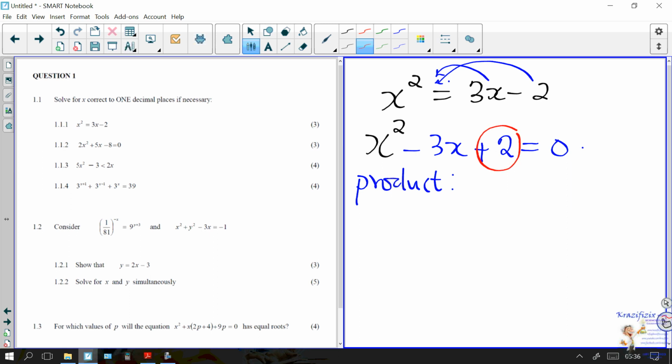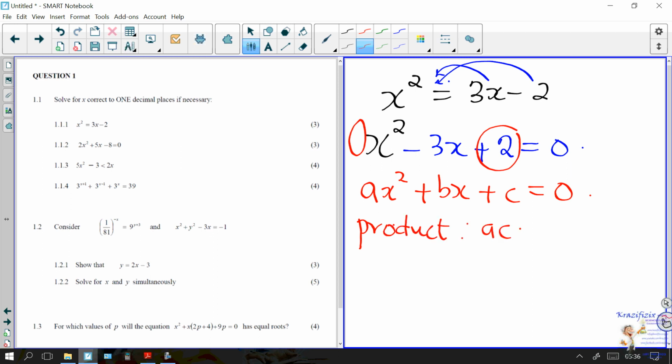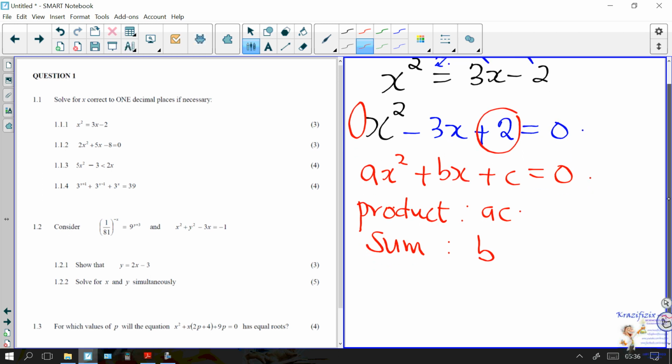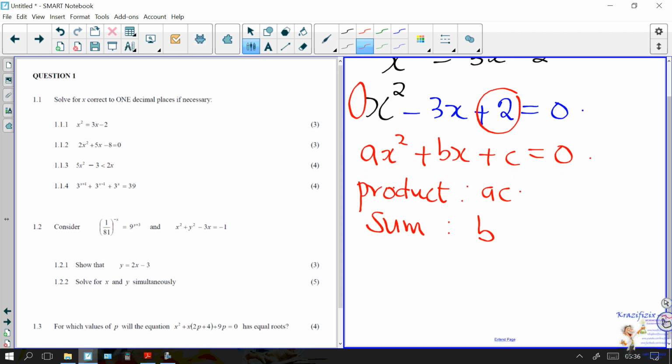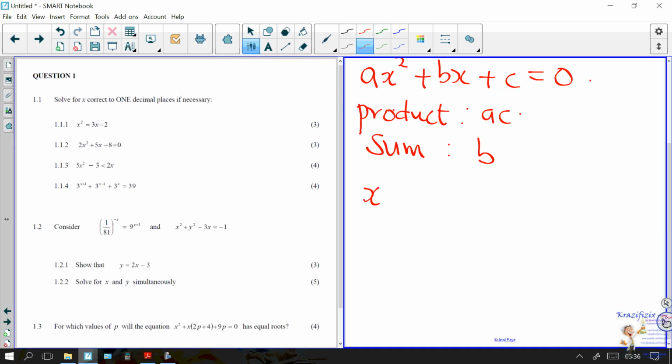Let me start by saying this is written as ax squared plus bx plus c, the general form. My product is always a times c, while my sum is b. So in this case, what is my product? Now write the equation again for clarity. So we have x squared minus 3x plus 2 equals 0. What is my product? My product is positive 2, which is 2 times 1.